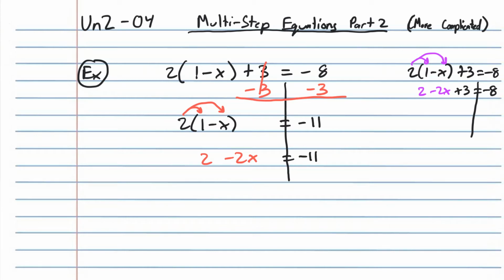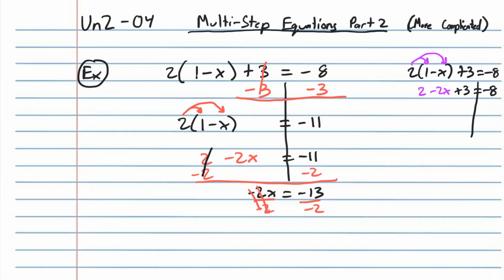All right, and then now we have to get rid of that 2. So let's go ahead and subtract that away. It's positive, so we're going to subtract it. They cancel out, and now we have -2x is equal to -11 minus 2, -13. And last step, we have to get rid of that -2. It's attached, right? Whenever it's attached like that, remember you have to divide. Divide by -2, both sides. So we're left with -13 over -2.